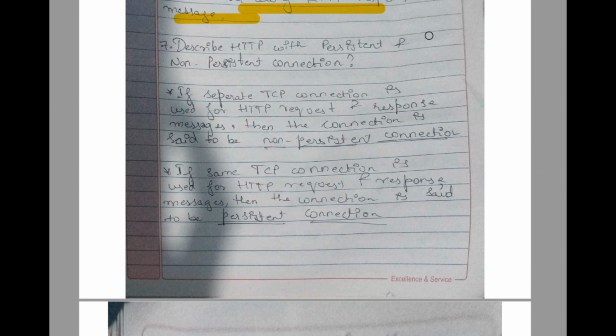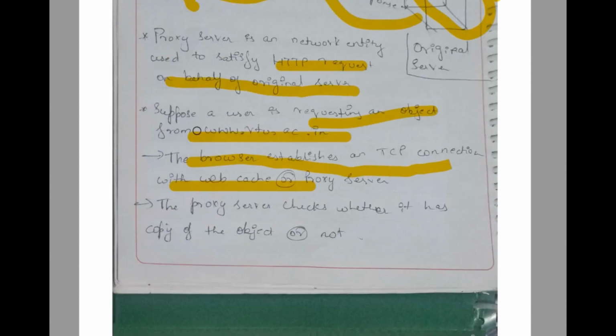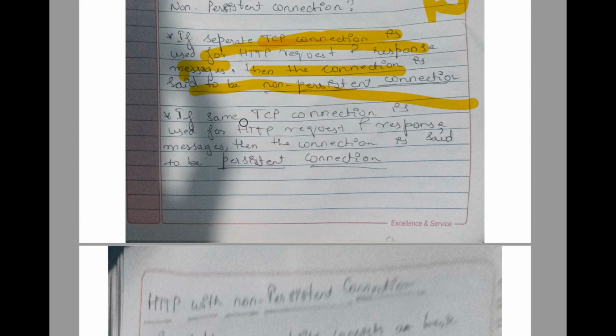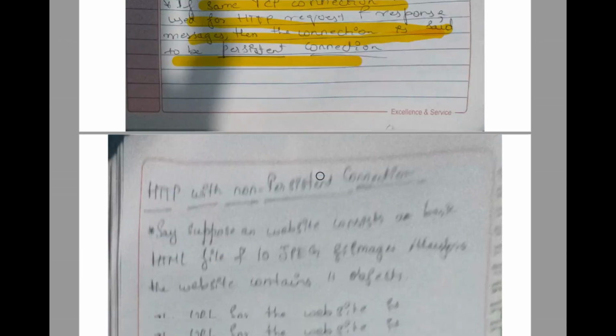So this is the client, this is the server. A separate TCP connection must be established for the request message as well as for the response message. This is known as non-persistent connection. See, a separate TCP connection is established for HTTP request and response messages. This type of connection is known as non-persistent connection. When a single TCP connection is used for HTTP request and response messages, then this type of connection is said to be persistent connection.